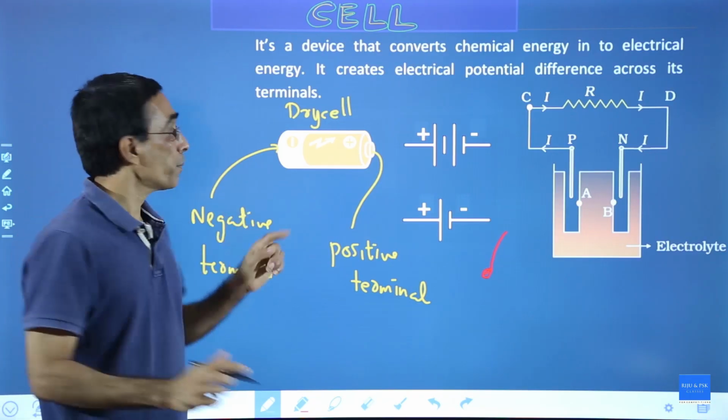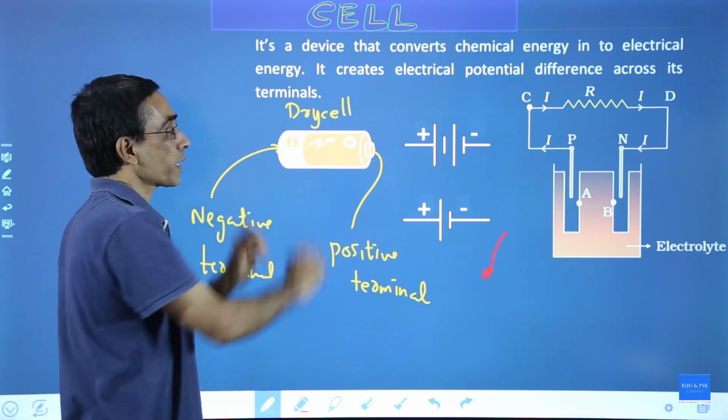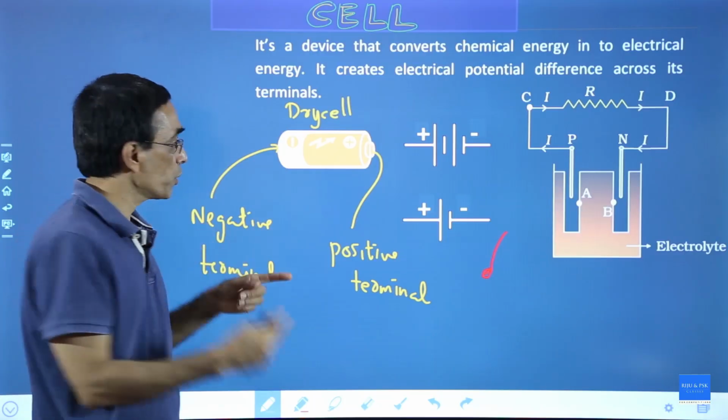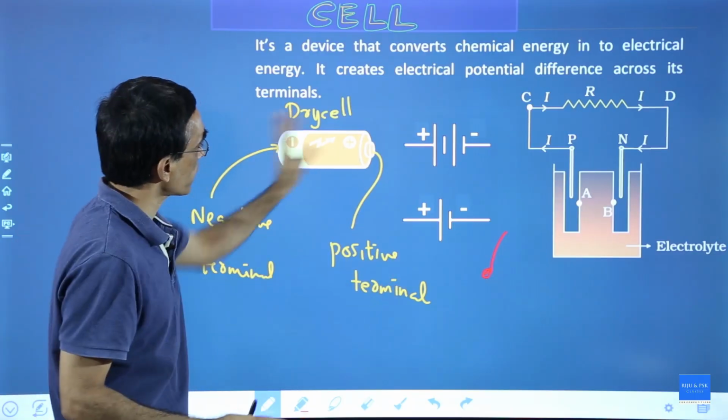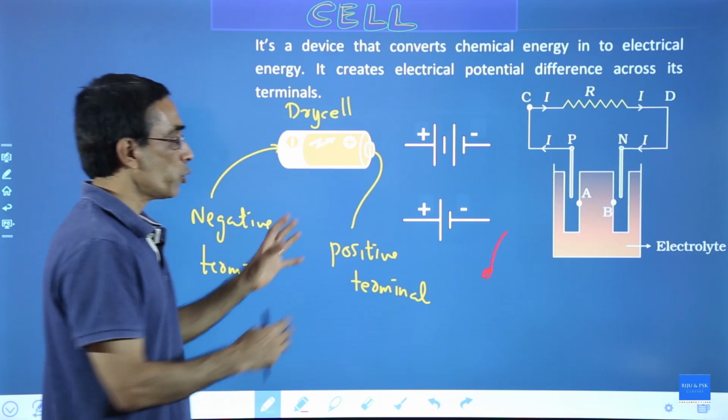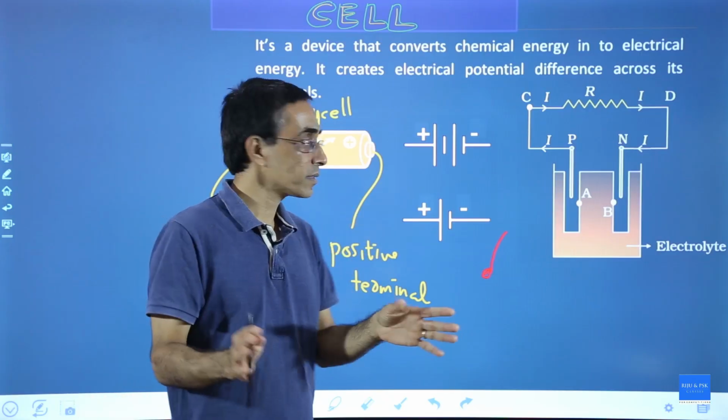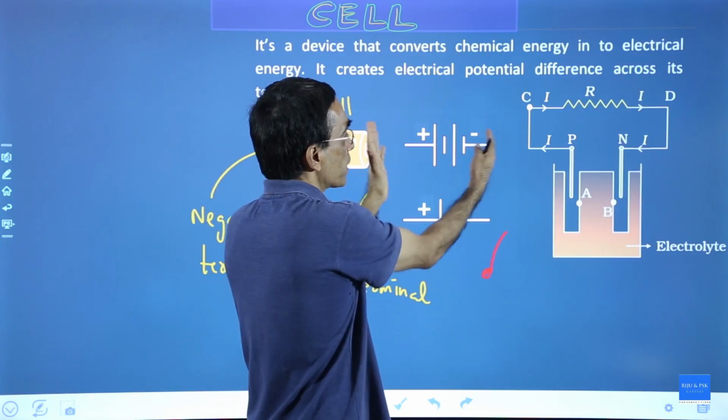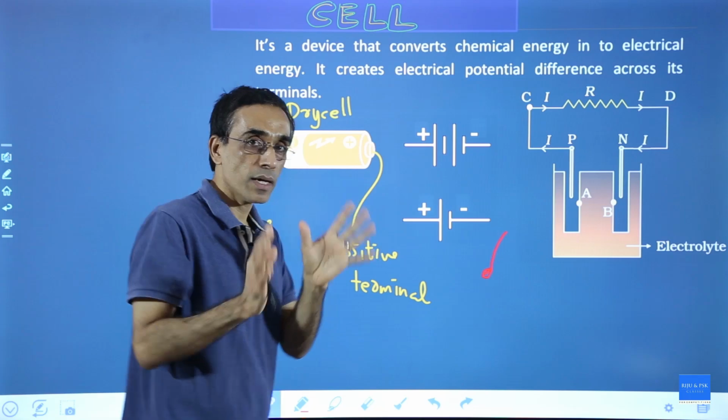All connections are made at the terminals. If you want to connect a bulb, you connect it here. Any device you connect across the terminals. If you have a set of cells, you call it a battery. A battery is represented like this. Battery means a combination of cells.